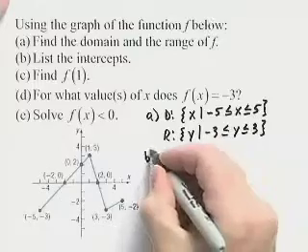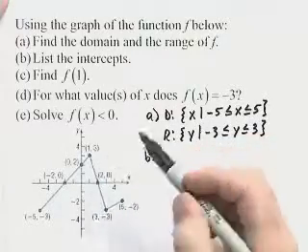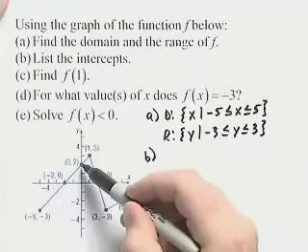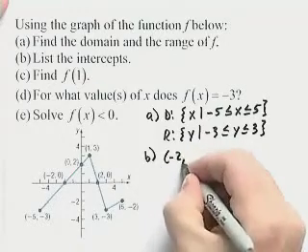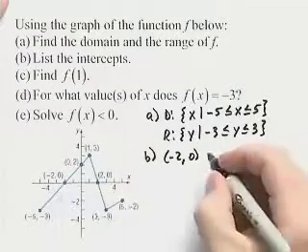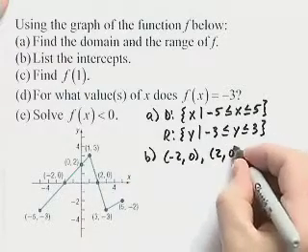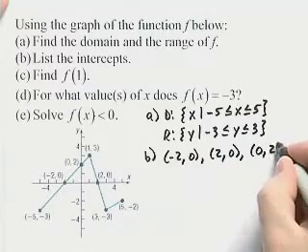For part B, we want to list the intercepts. The intercepts are points where the graph crosses an axis. So we have 3. See that it crosses the x-axis at 2 points, and we cross the y-axis at 1 point. So our intercepts are -2, 0. That's an x-intercept. The other x-intercept will be +2, 0. And then we have a y-intercept, 0, 2.